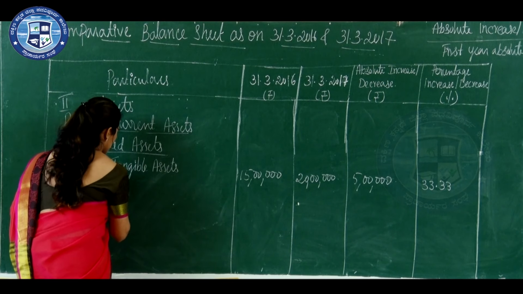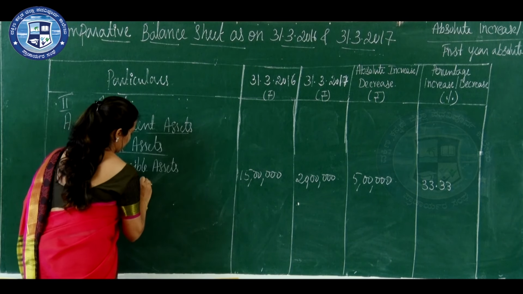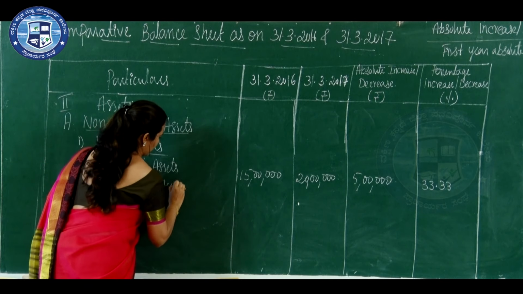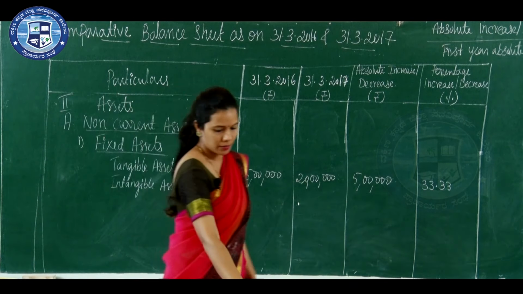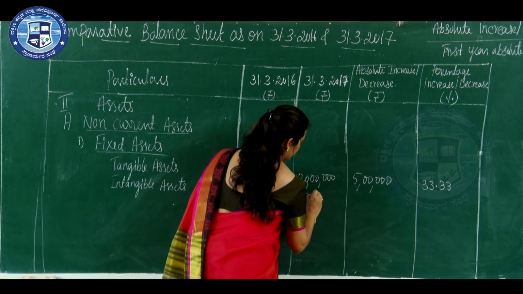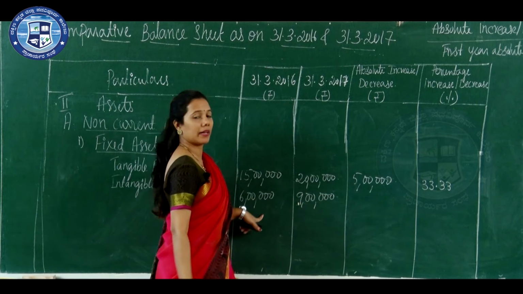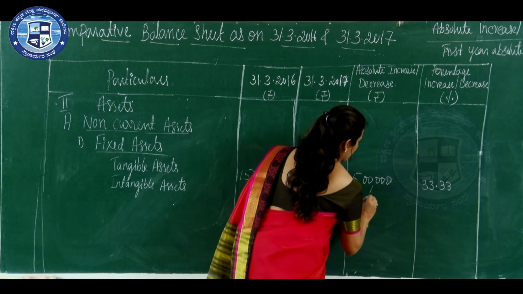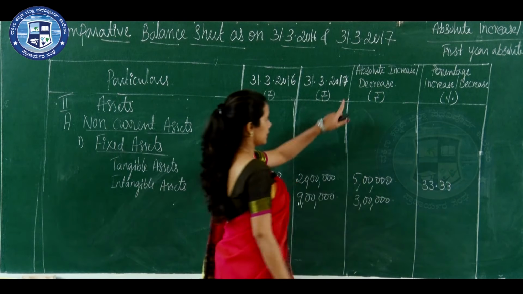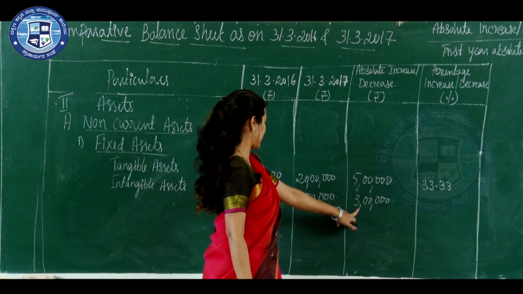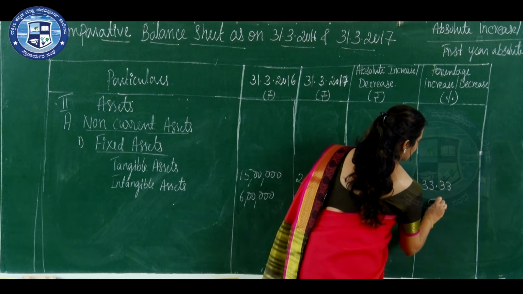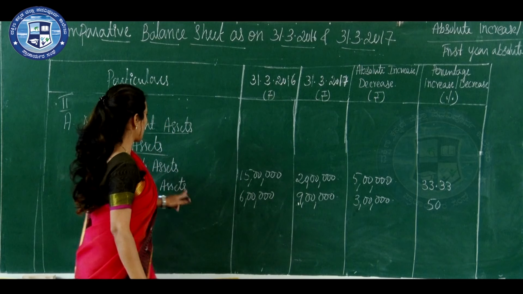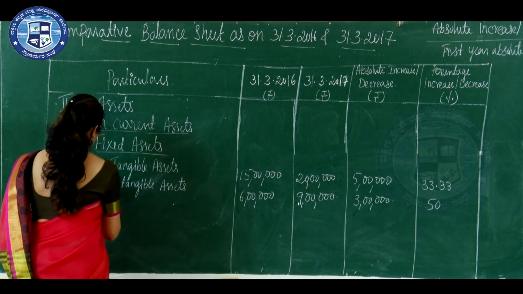Then intangible assets, 6 lakhs and 9 lakhs. So 9 lakhs minus 6 lakhs, the difference is 3 lakhs. Absolute increase or decrease, so an increase of 3 lakhs. Then convert into percentage, 50 percent. After that, the second one is current assets.